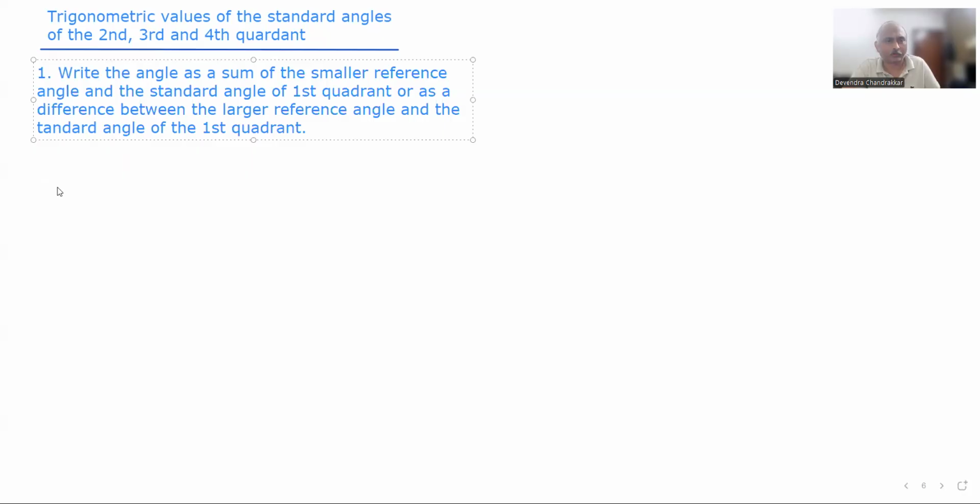For example, I'll just show it to you. If you are given, say, sine 240 degrees, this angle belongs to which quadrant? All of you, tell me. The third quadrant. Which are the reference angles of the third quadrant? 180 and 270. Which one is the smaller of these? 180.